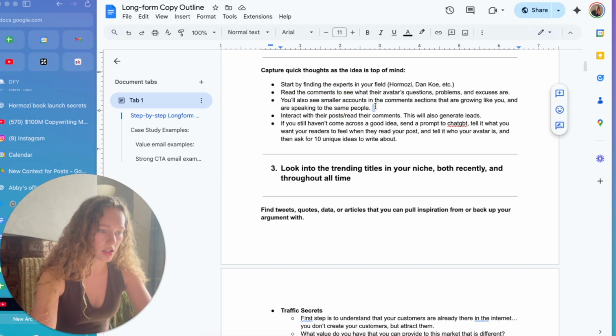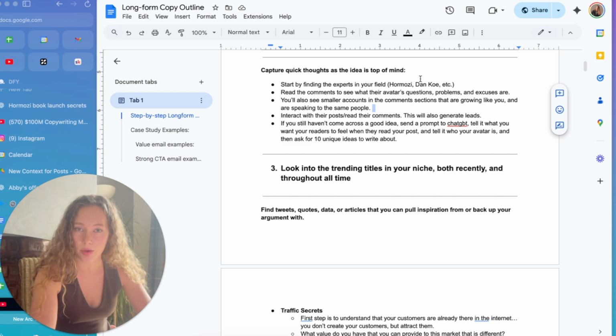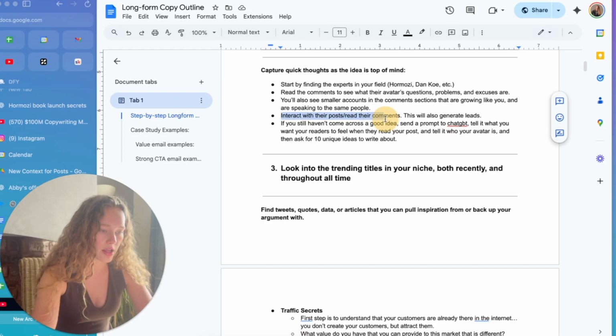And you're going to see a lot of smaller accounts in that comment section. So you can also go and look at what those smaller accounts are posting. If there's someone that's roughly the same size as you, you can get a lot of insight into how they're growing. And then you want to interact and actually get to know this avatar.